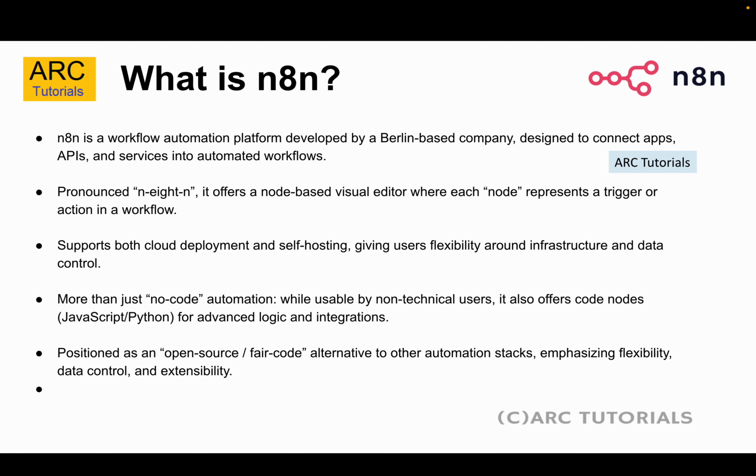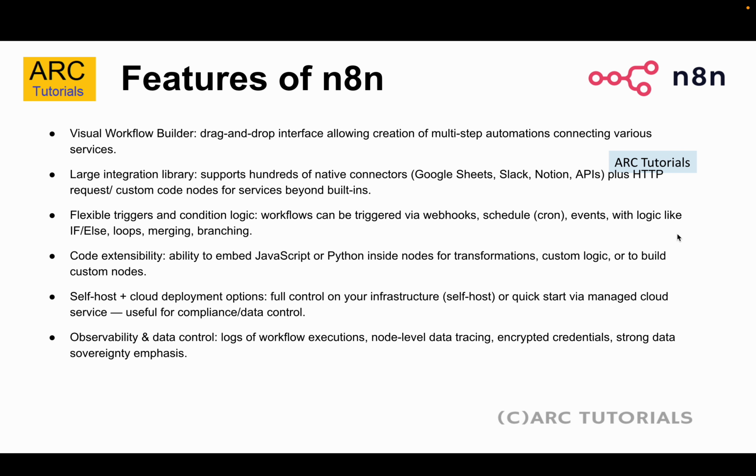It's pronounced as n8n, which offers a node based visual editor. Each node represents a trigger, an event, or an action in a workflow. It supports both cloud deployment as well as self hosted for enterprises. It's not just no code automation, but it actually offers nodes for writing advanced logic and integrations. It's positioned as an open source slash fair code alternative to other automation stacks, emphasizing flexibility, data control, and extensibility.